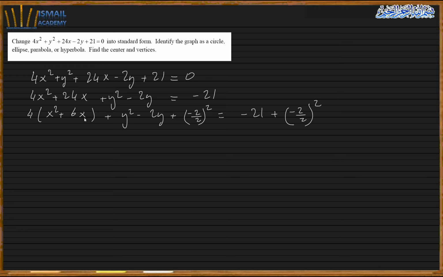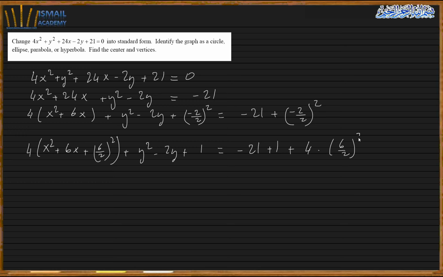And I do the same thing here. I will add half of the middle number, make a square, and put it on both sides, but I don't forget to multiply by 4. So it's going to be 4 times x squared plus 6x plus (6 over 2) squared, plus y squared minus 2y plus 1, which is equal to minus 21 plus 1. And here I will add 4 times (6 over 2) squared.